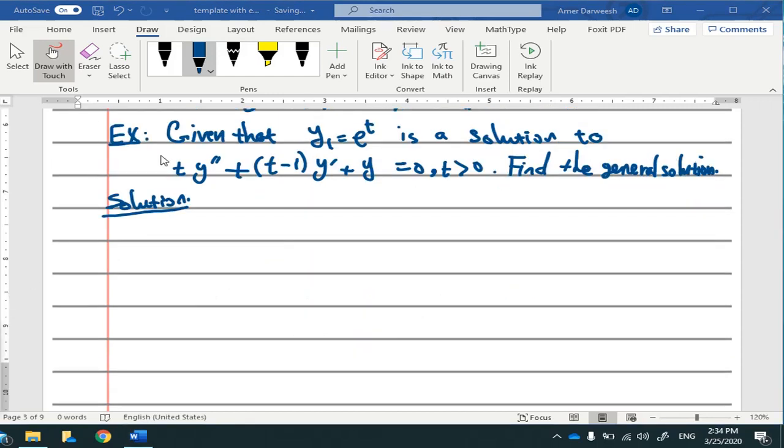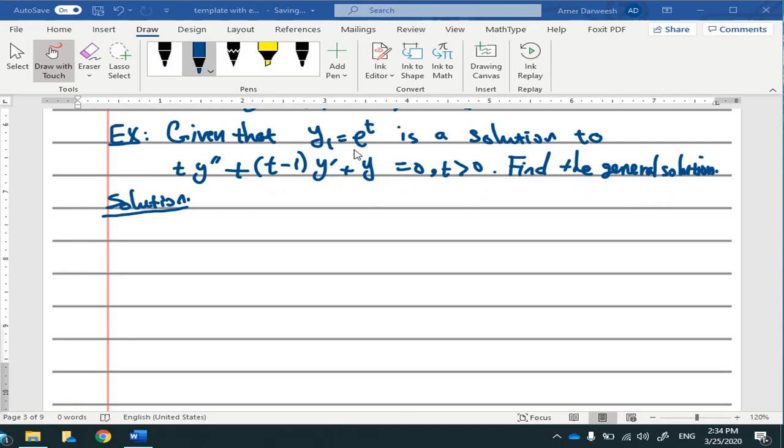Let's take another example now. Given that y1 equals e to the t is a solution to the linear differential equation t y double prime plus (t minus 1) y prime plus y equals 0, where t is greater than 0. So find the general solution.